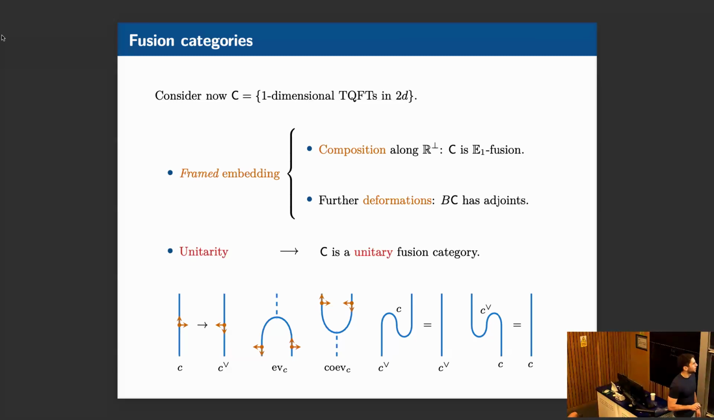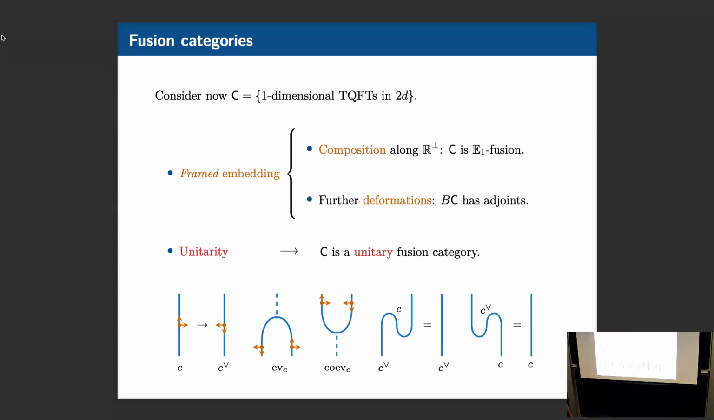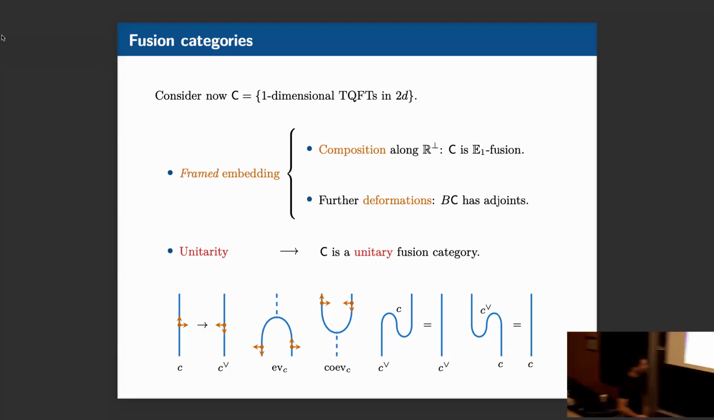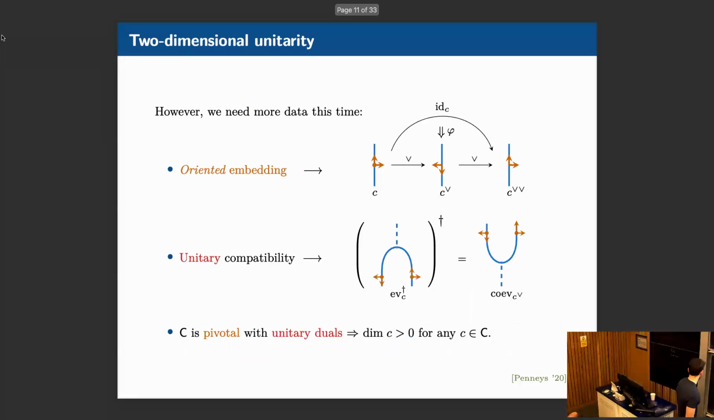And we can say that all of this is equivalent to saying that this delooping is a category which has adjoints. Okay, and this is framed embedding. So then we can keep going, and let's start to ask about unitarity. And we can ask about the unitarity of our lines in particular. And this, as we saw a second ago, we can rephrase by saying that our fusion category is a unitary fusion category. Okay. But this is not all we need to require.